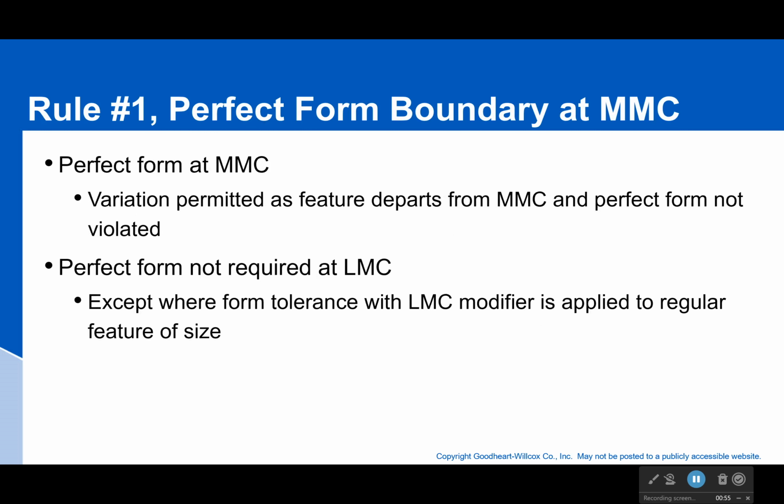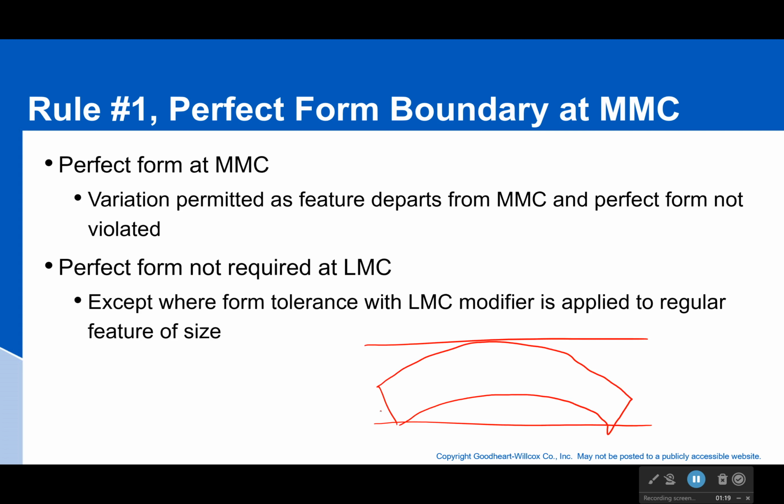So going back to it, remember, rule number 1: perfect form at the max material condition. And we have variation permitted as the feature departs from the max material condition so that perfect form is not violated. Now, at the least material condition, there's no such requirement. Max material condition, these are the bounds it can't go beyond. Least material condition, it can be as curved as it wants as long as it has the right size dimension. Least material condition only controls the size. It doesn't have to control its form.